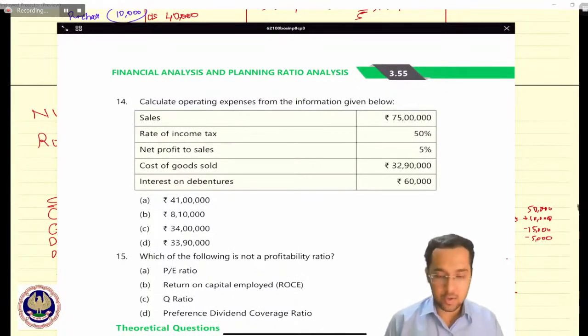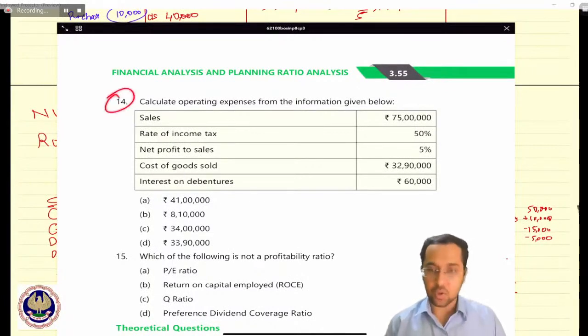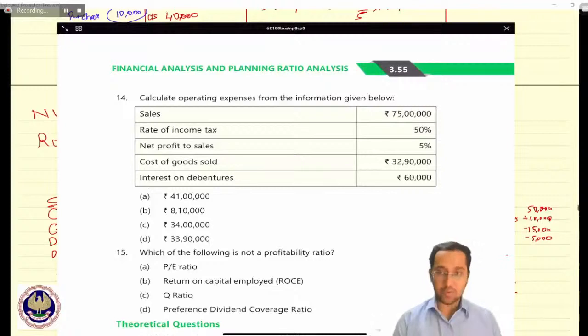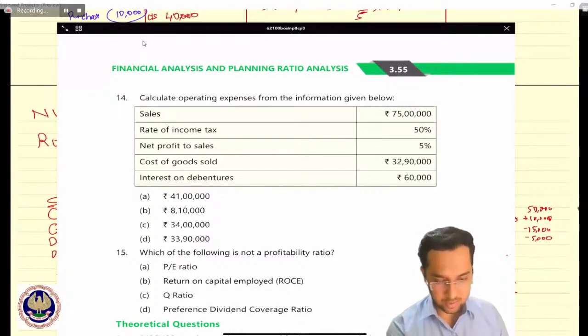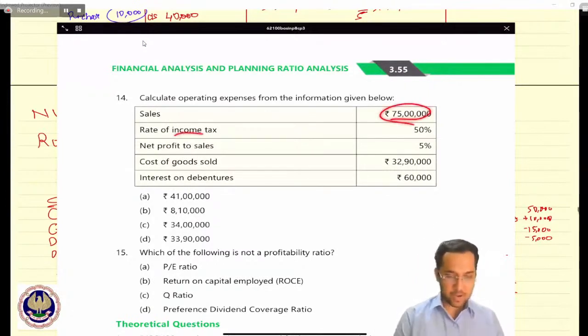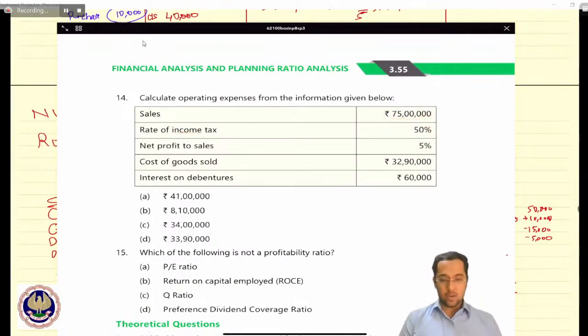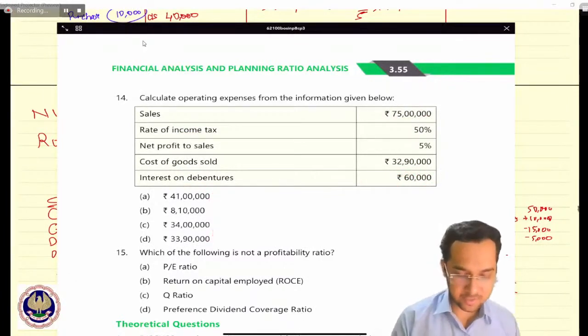Okay guys, I'll take up a question. Let me quickly solve question 14 also. It says calculate the operating expense from the following information. Sales are 75 lakh, rate of income tax is 50%, cost of goods sold is 32 lakh 90,000, interest on debentures is 60,000. So which of these is an operating expense?